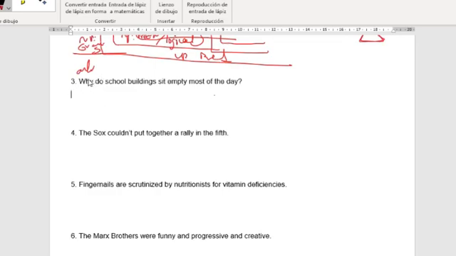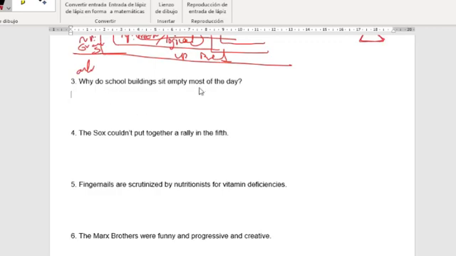But we have to be careful. Remember, when we arrange adverbs in normal position they go here. This why is not the subject, and it is not in the subject position either. So you have to be careful. To know which one is the subject, what we do is rearrange the sentence. We say, school buildings do sit empty most of the day because of this.